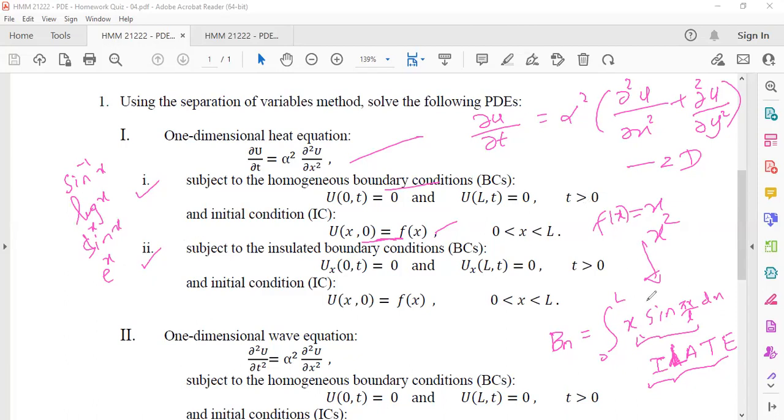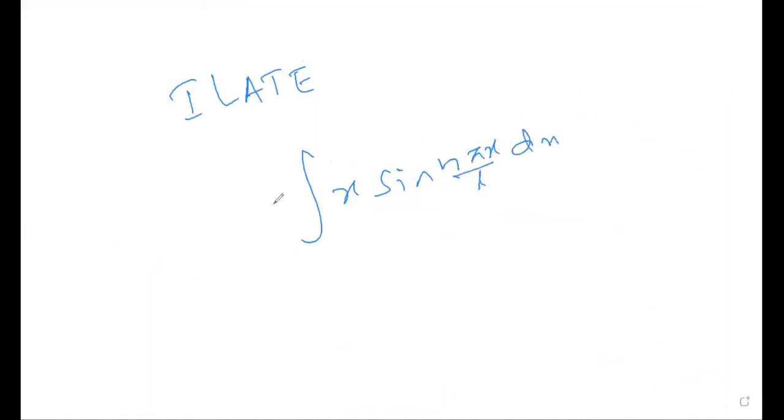So see here, what are the functions available here? So x in the sense, we know it is kind of an algebraic. Sin x, trigonometric. So why do we use the ILATE? So I can use, give me a second, whiteboard. So ILATE, in the sense, for example, integral of x sin x dx or something. Okay, this is our bn. How to solve it? That's our thing.